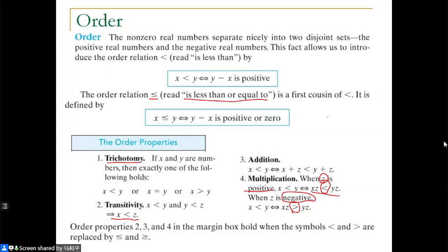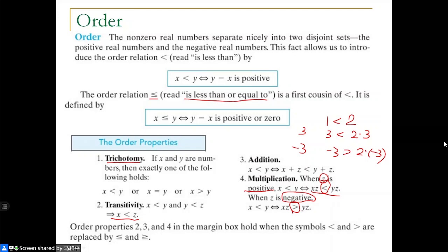For example, we know one is less than two, right? If we multiply both by a positive number, for example three, we know three is less than two times three, right? But if multiplied by a negative number, minus three, this is greater than, right? So we change the order relation.